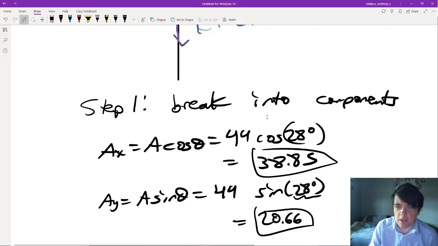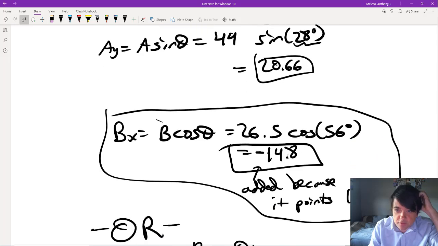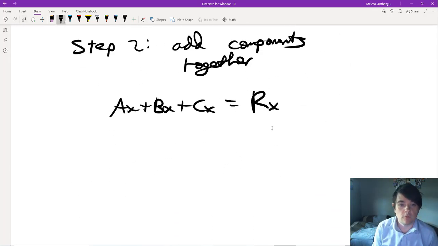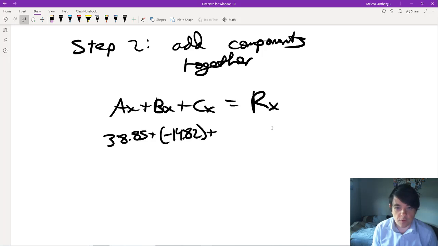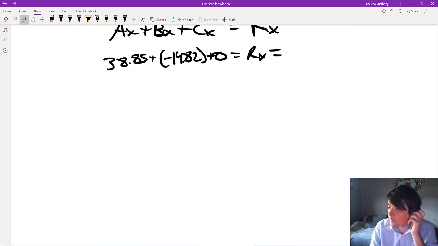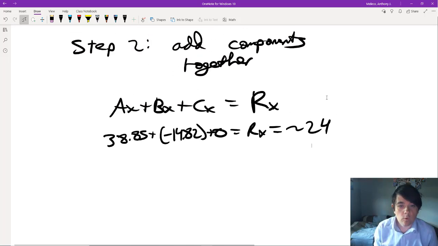I believe it was 38, so we're adding 38.85, negative 14.82, and 0. So 38.85 plus a negative 14.82 plus 0 is Rx, and that equals 24. I believe that's roughly. Yeah, because 0.85, 0.82, that's 0.03. So it's roughly 24.